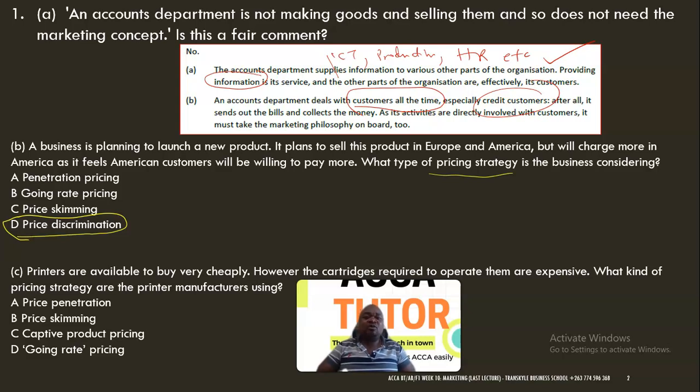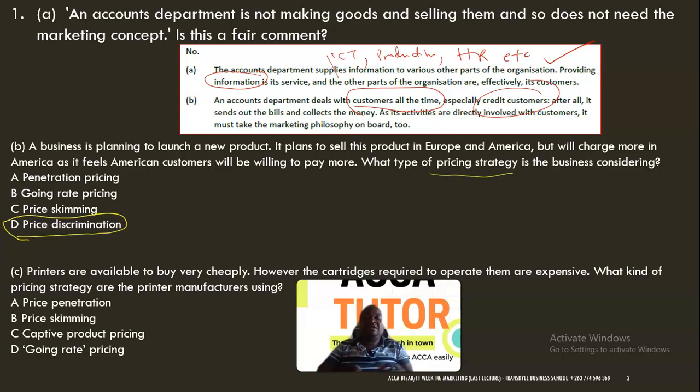Are we together? So going rate has got an advantage of just winning loyalty in an indirect way because we are just going to charge the same price as those trusted guys. So it means that our products are as well at par or of the same quality. So going rate is charging the same price. All right.